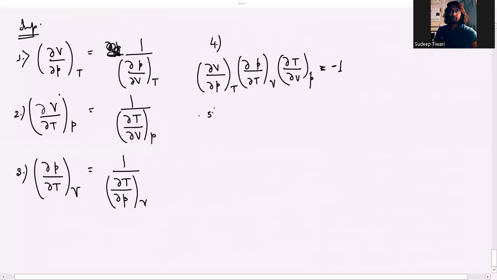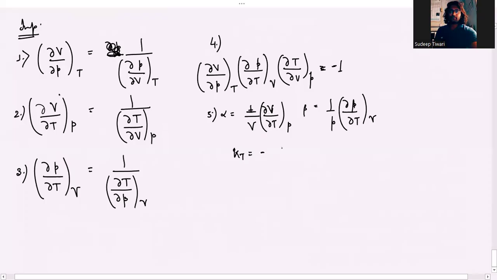You already know another thing, that alpha is given by 1 upon V del V upon del T at constant pressure. What is beta? Beta is written as 1 upon P del P by del T at a constant volume. This is the coefficient of thermal tension. And what is kappa? The coefficient of thermal compressibility, it is -1 upon V del V upon del P at a constant temperature.